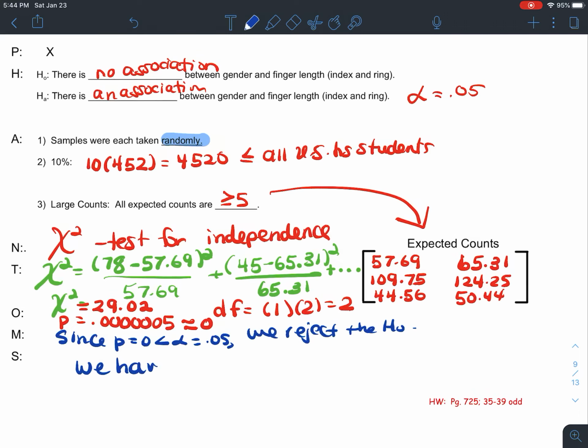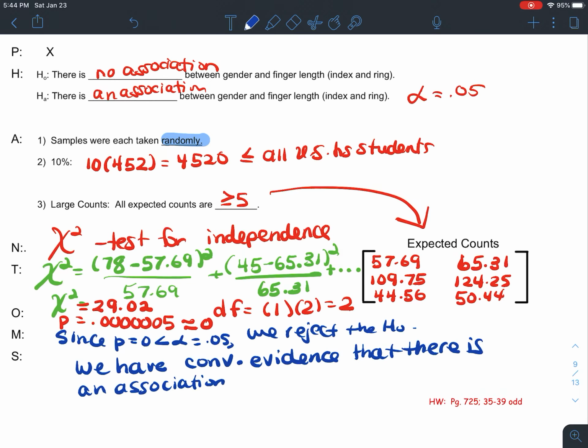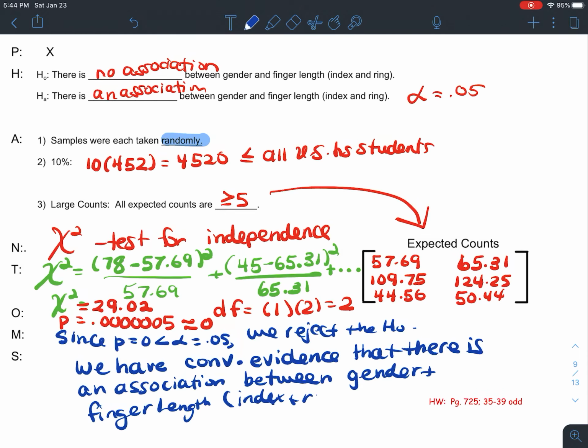In this instance, and this is what we suspected seeing in those graphs up above, we can now say that we have convincing evidence that there is an association. Remember, the evidence is always in favor of the alternative hypothesis, that there is an association between gender and finger length, specifically index and ring. You can see a few problems here that you can go ahead and try to practice this chi-square test for independence.